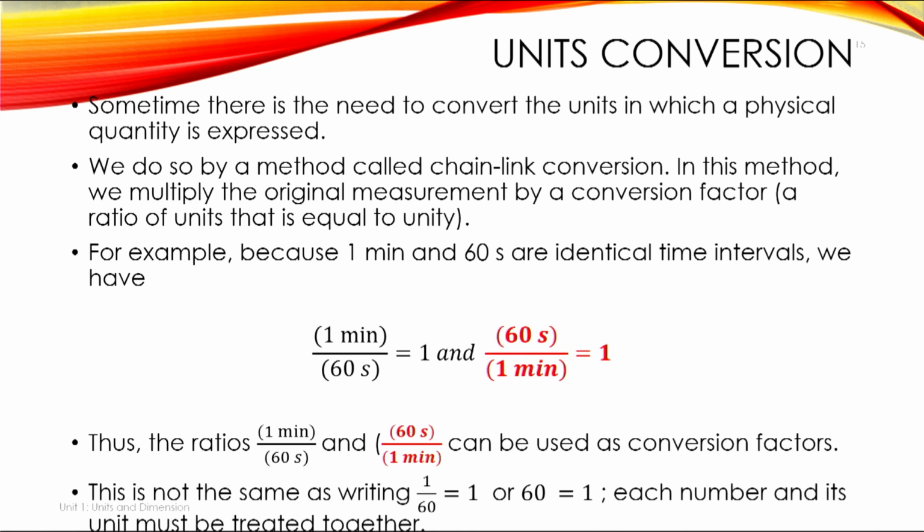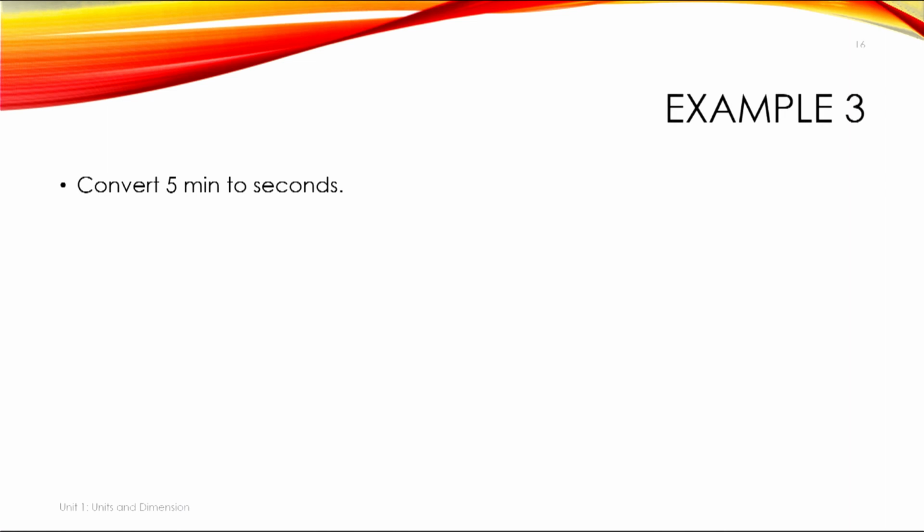This is what we call a conversion factor. This is 1 minute divided by 60 seconds, or 60 seconds divided by 1 minute. So if we are to convert from any given quantity to another, once we can understand or determine the conversion factor, then we make use of the chain link conversion method. Let's give an example here. Suppose we are asked to convert 5 minutes to seconds.